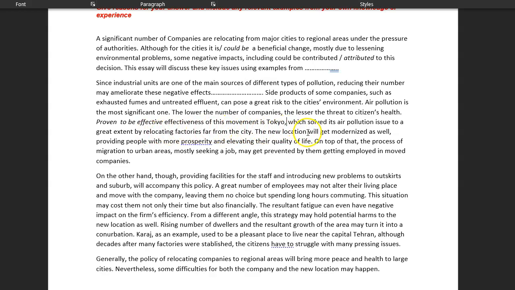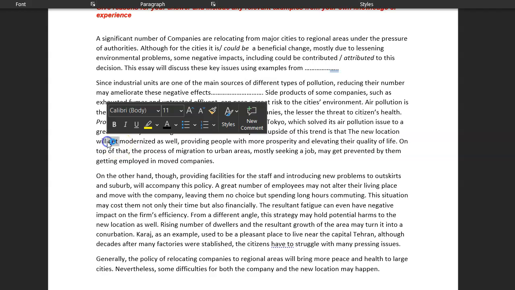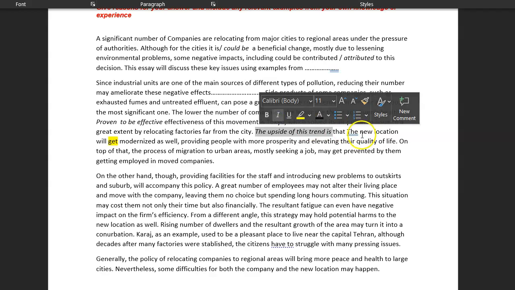The new location will get modernized as well, providing we people more prosperity. Okay, here, the upside of this trend is that the new location will become modernized. So again, become, like you did in your task 1, modernized, providing people more prosperity and elevating their quality of life. Good. For me, you need this little sentence here to introduce this bit.